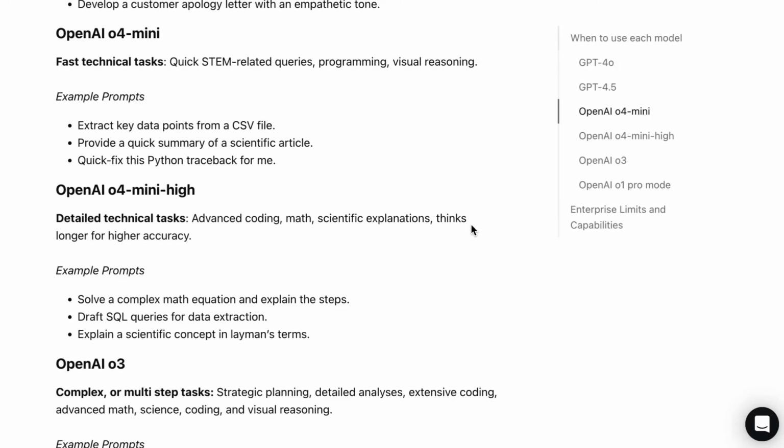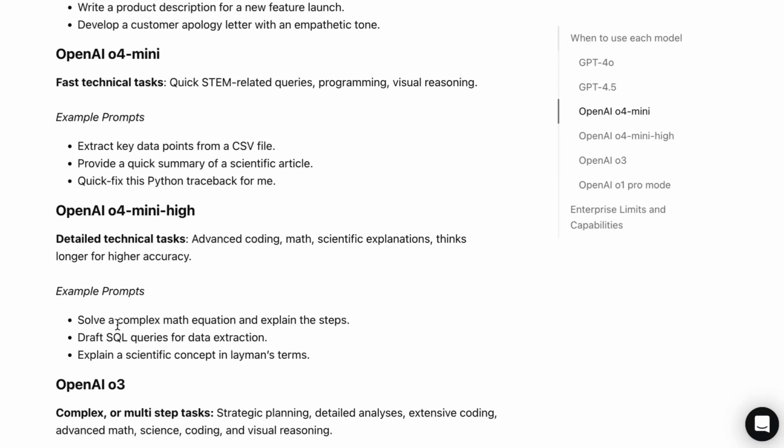O4 Mini High is programmed to think longer for higher accuracy. So the example prompts they give are solving a complex math equation and explaining the steps, drafting SQL queries for data extraction, or explaining a scientific concept in layman's terms.